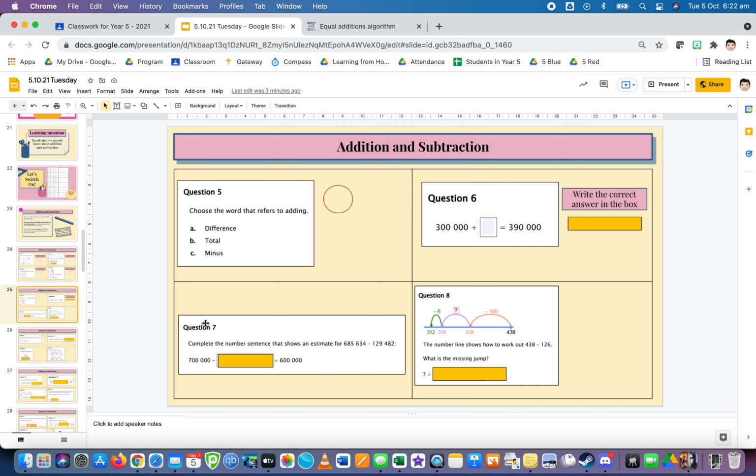Choose a word that refers to adding. It's easy. Easy. Complete the number sentence that shows an estimate. Okay, 700,000 rounded up minus, well, not a good estimate, but yeah, 100,000.